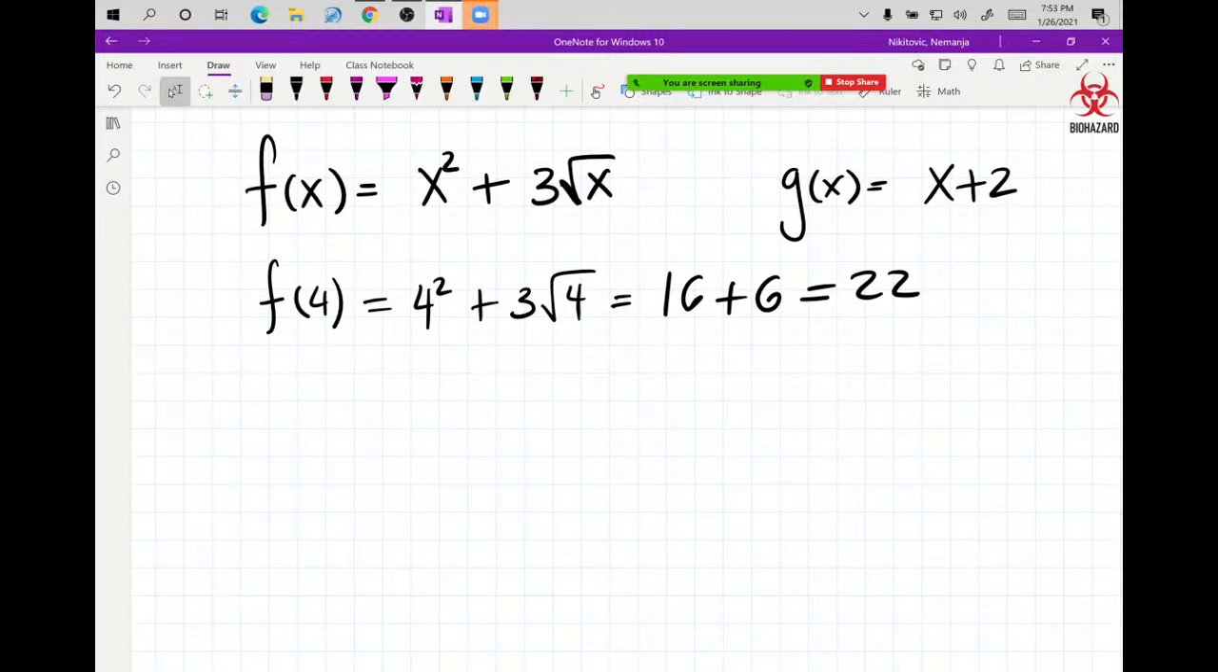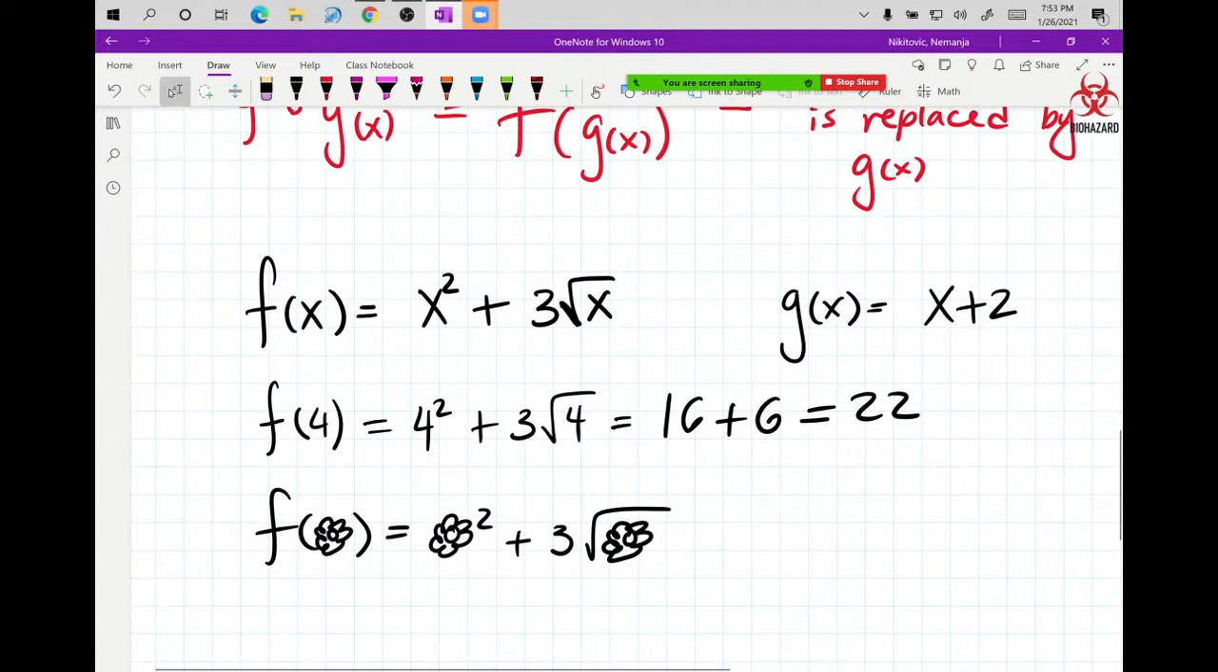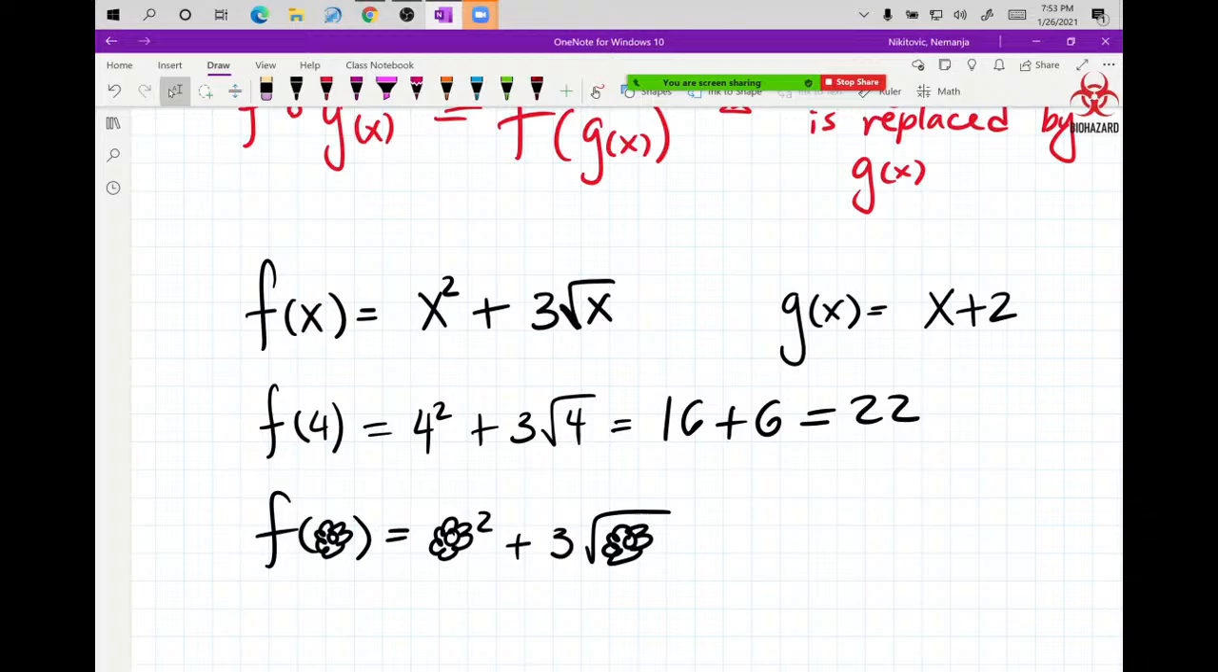Great. What's f of a flower? You would replace all the x's with the flower. Beautiful. It's a flower squared plus 3 square root of the flower, whatever that means. We can do it. Remember when I said before that there are things that we can do and we don't? Well, you just witnessed one of them. Perfectly fine. I could have used a triangle, I could have used a heart. Whatever.